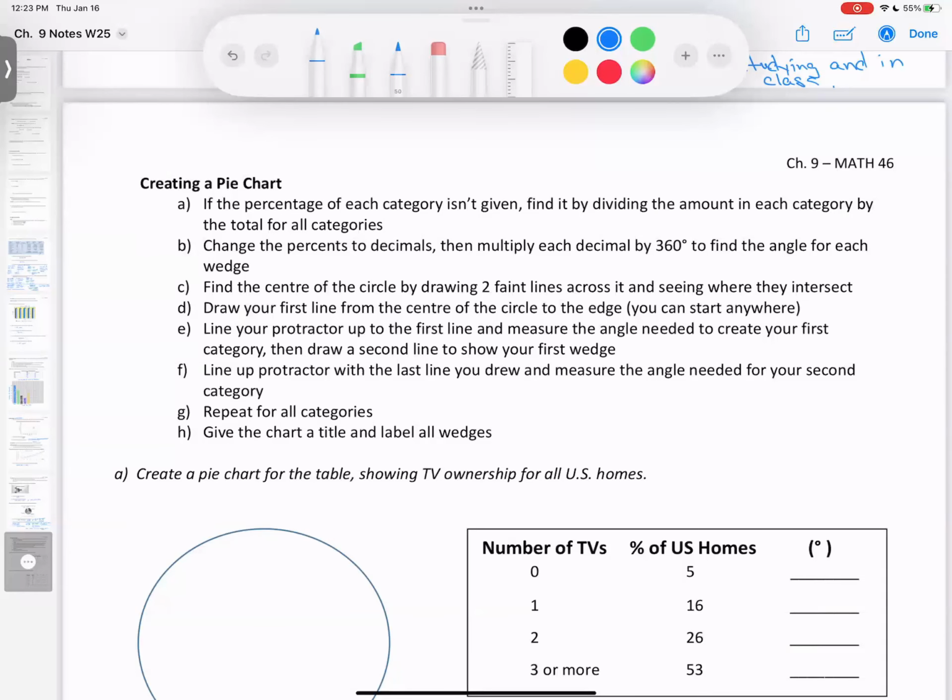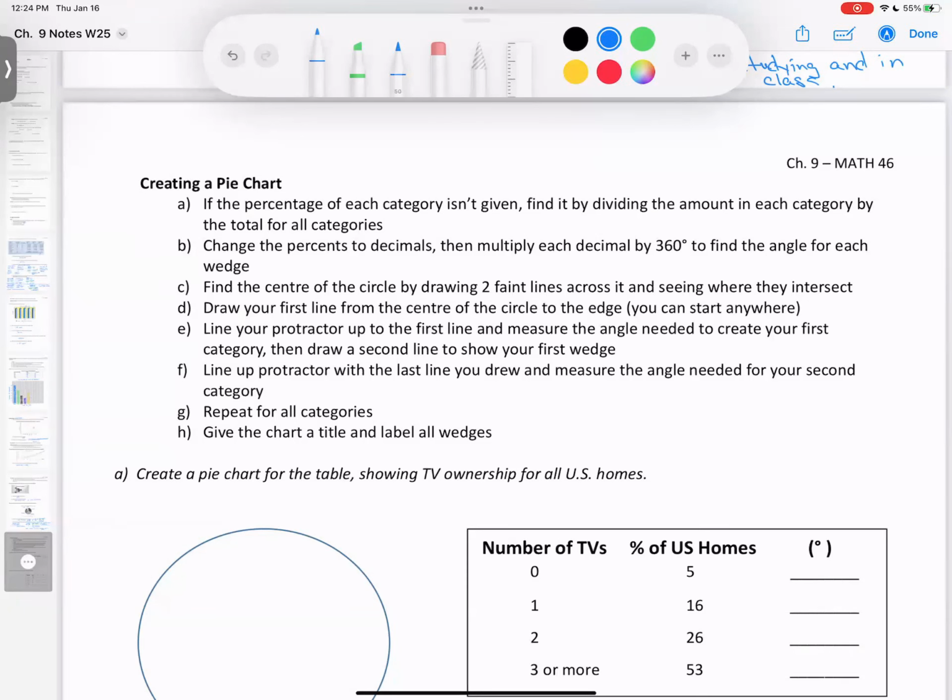All right, last step in 9.4, we're going to create our own pie charts. So the steps are listed here for you. The first step is to find a percent for each category if it hasn't been given. Then you want to figure out what percent of your circle is going to be occupied by each category or wedge. So what you can do is change each percent to a decimal and then multiply by 360 degrees. Because you know the entire circle is going to be 360 degrees, you want to find out how many degrees your wedge is going to be.